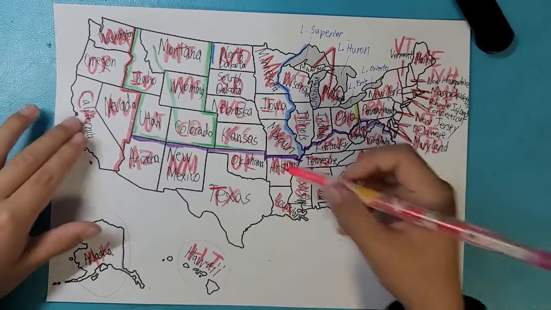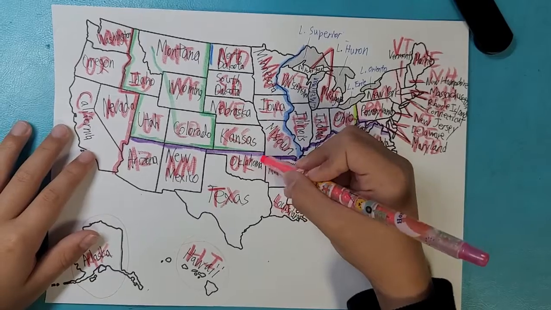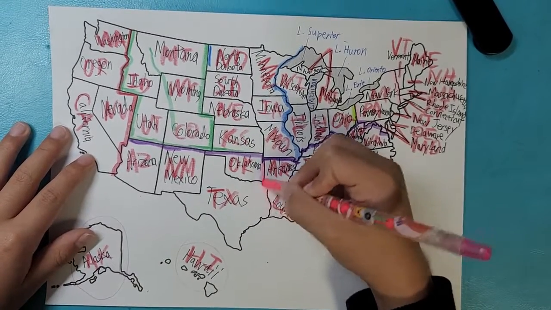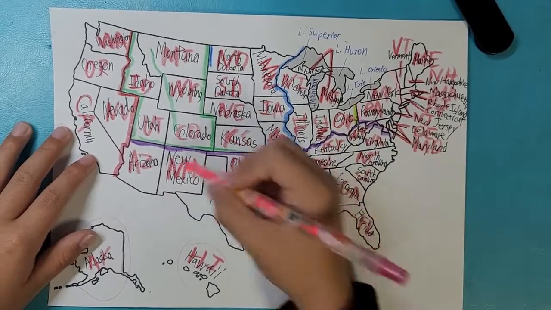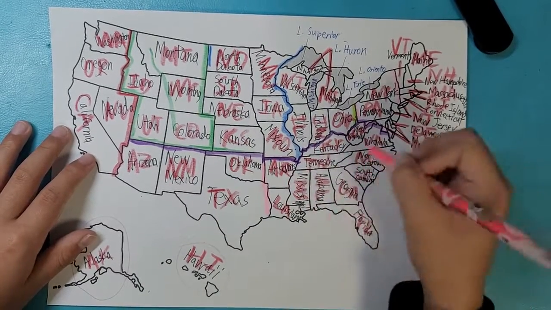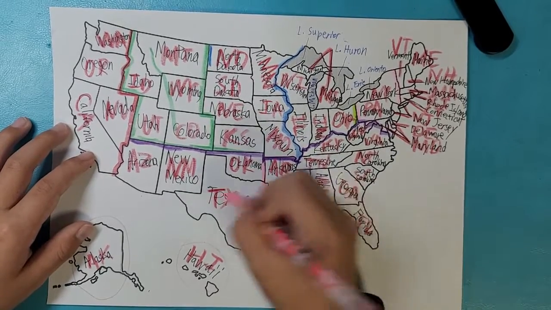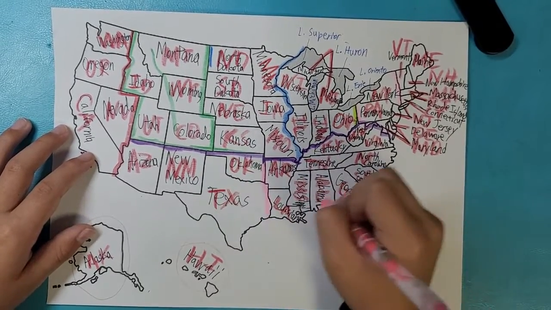And now we need a borderline between here. So let's do Oklahoma and Texas. By the way, this is the southwest region and this is the southeast region. Southeast region is the one with the most states. And I guess you can get the point why these are called southwest and southeast.